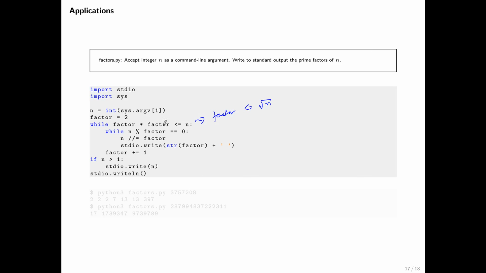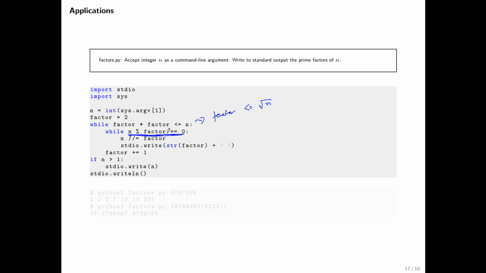Okay, and if that is true, then we have another while loop where we check if factor evenly divides n or not. So this condition here checks if n is evenly divisible by factor. And if so, if this condition is true, we cut n by factor. And we simply write factor out because we just identified a factor of the number n, so we write it out. Then we keep repeating this while loop. For as long as this condition is true, we keep cutting n by factor and writing the factor out.